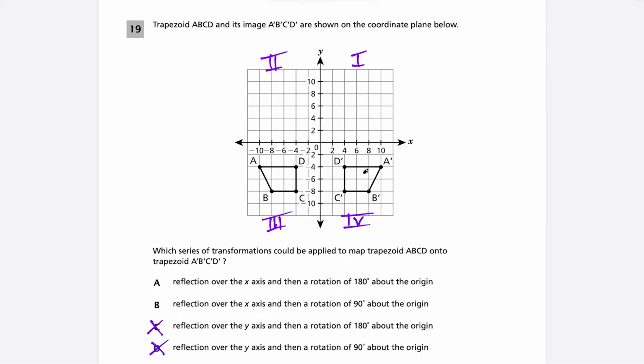If I reflect over the y-axis, I go from 3 to 4, and if I rotate 90, that would put me in quadrant 1, but I have to land in quadrant 4. So now it's down to choices A and B.